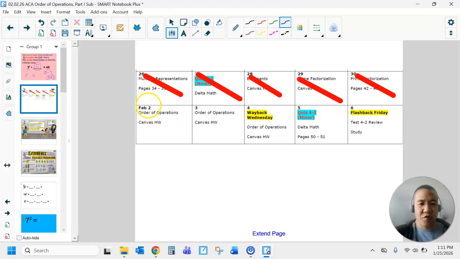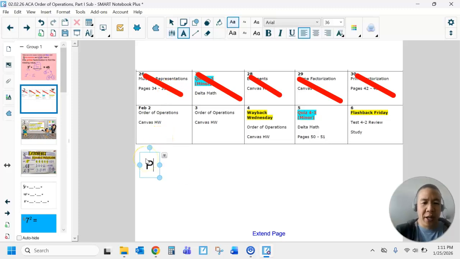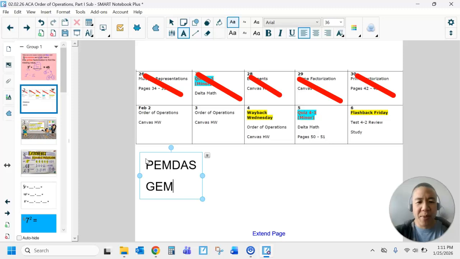So today is February 2nd, order of operations, Canvas homework. So today we are going to be learning something called order of operations. In elementary school, some of you learned it as PEMDAS. Some of you may have learned it as GEMDAS, depending on which school you went to. You will need your packet throughout today's lesson. Do not put your packet away.